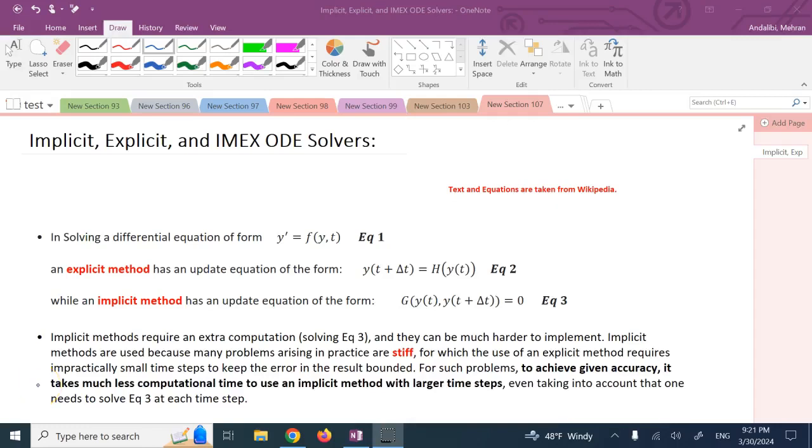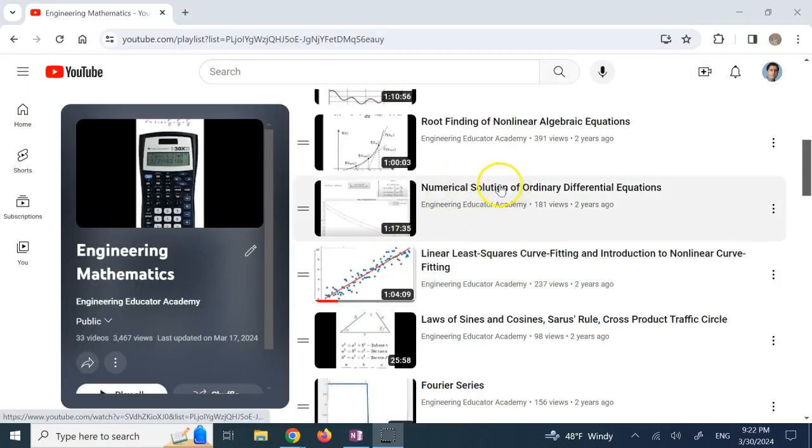Hello everyone. In this video and three other videos I prepared, I'm going to talk about different aspects of differential equation solvers, and we are talking about numerical solutions. In one of my videos under the playlist mathematics, you have seen me talking about numerical solution of ordinary differential equations, and I talk about the Euler method, the improved Euler method, and the Runge-Kutta fourth order. So I'm talking about this video here.